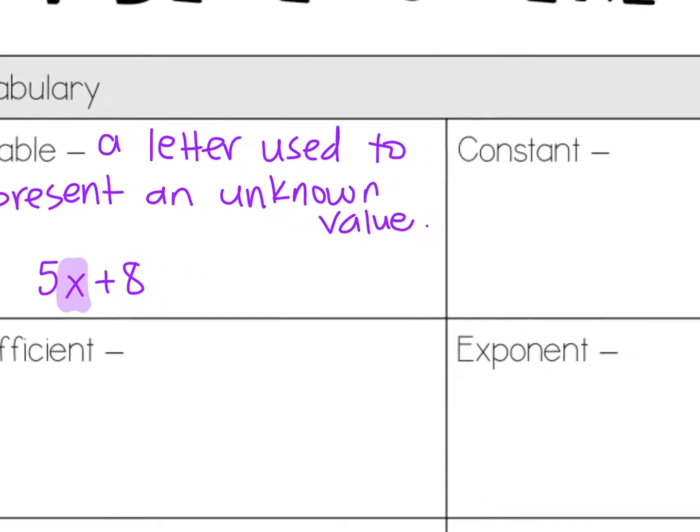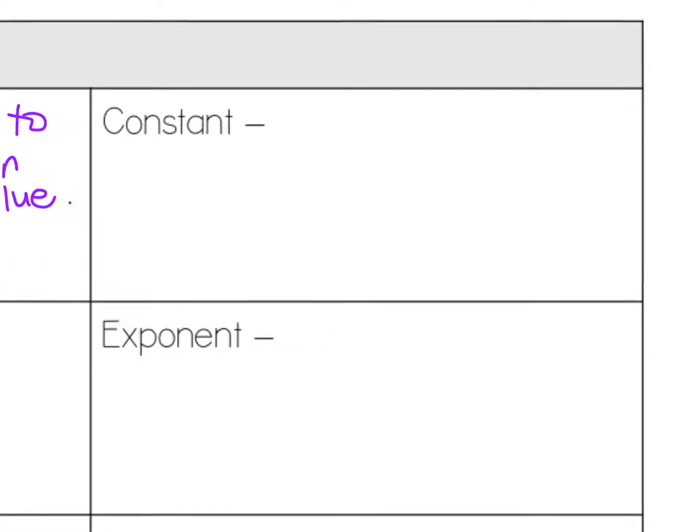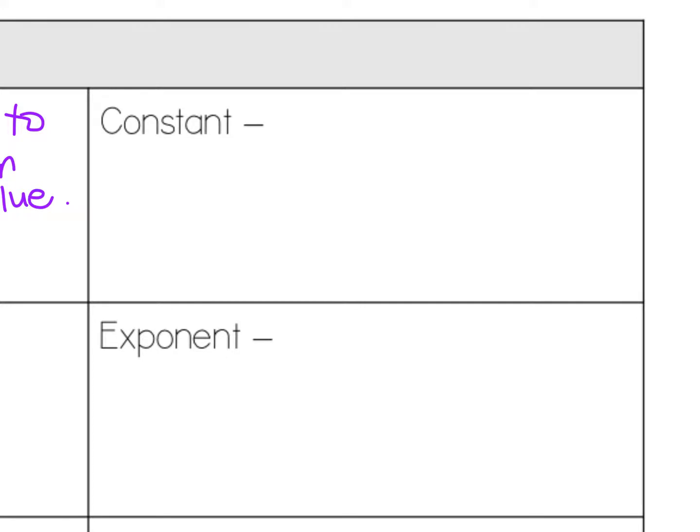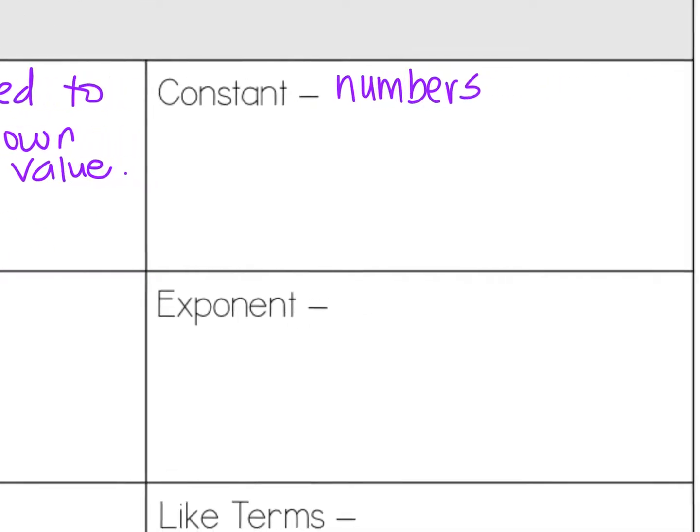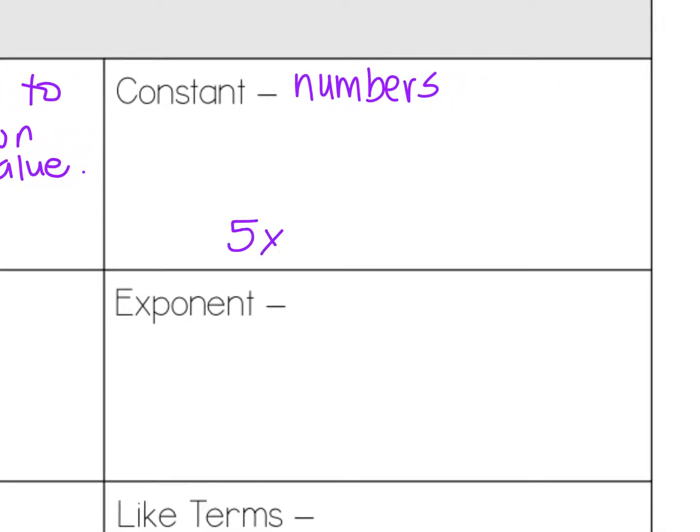Okay, another vocabulary word is constant. Since variable goes with varies, which means it can change, constant means something that doesn't change. So when it comes to algebra, the only things that don't change are the numbers. So going back to that same example, 5x plus 8, there are two numbers there, so which one is the constant? The constant is going to be the number that is by itself. So the 8. I know the 5 is a number, but that is not technically a constant.